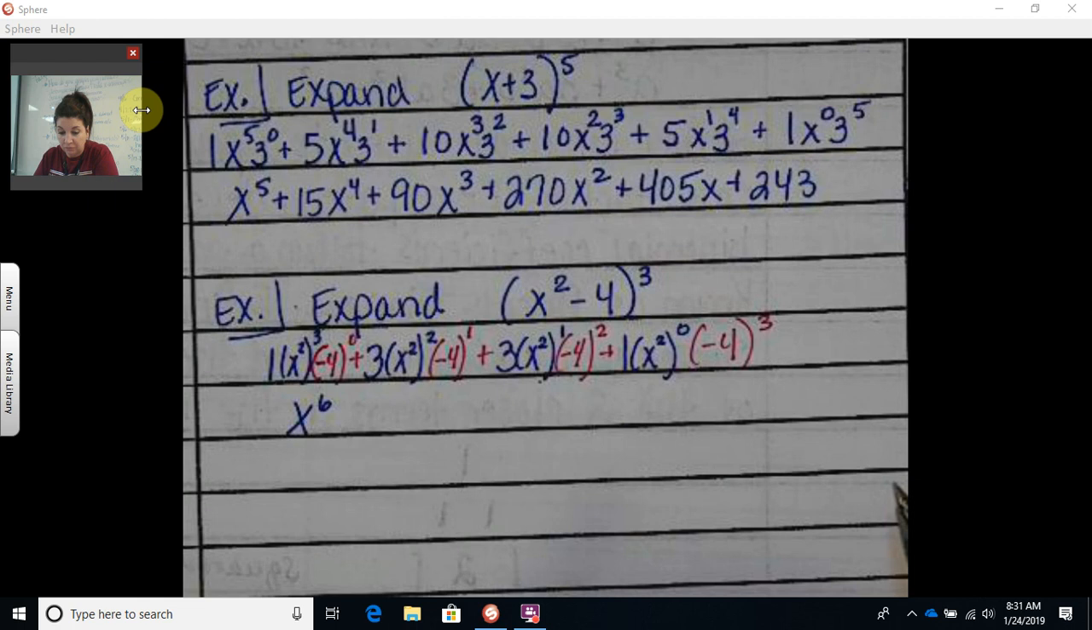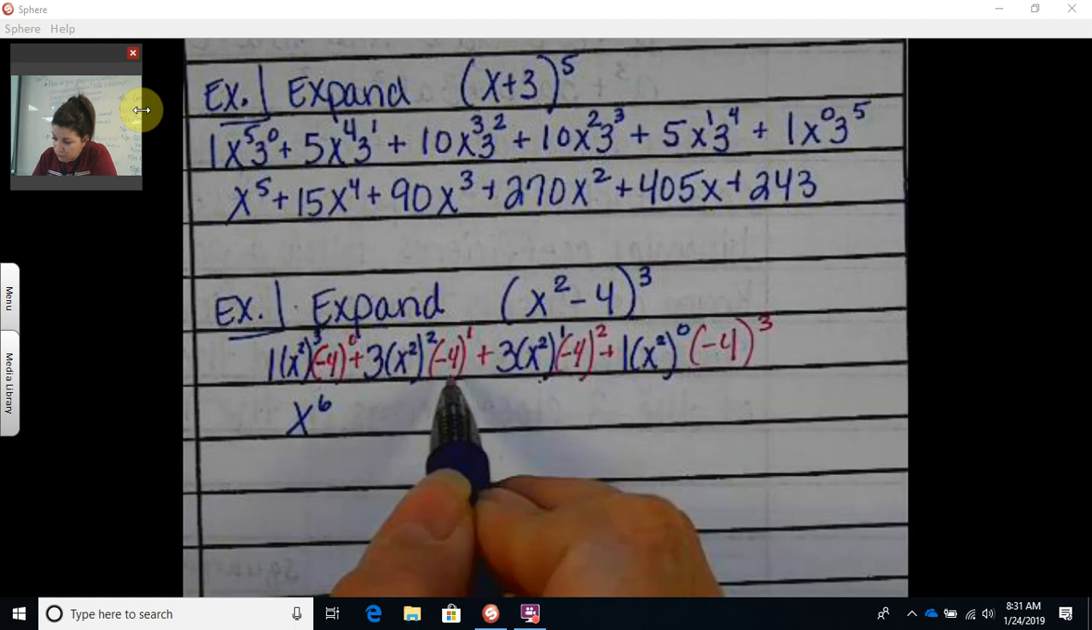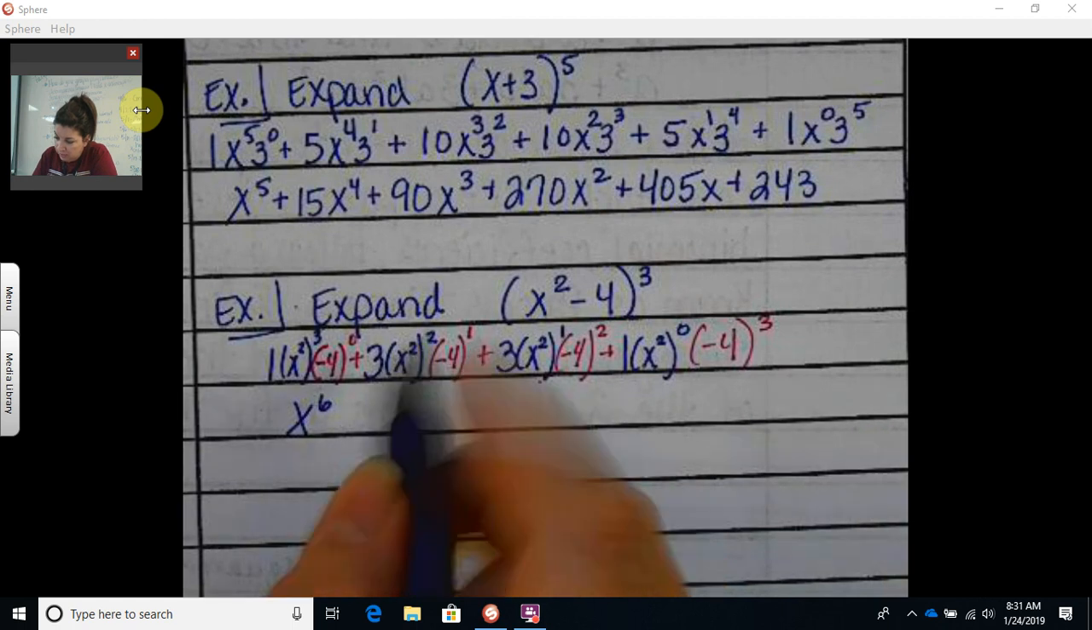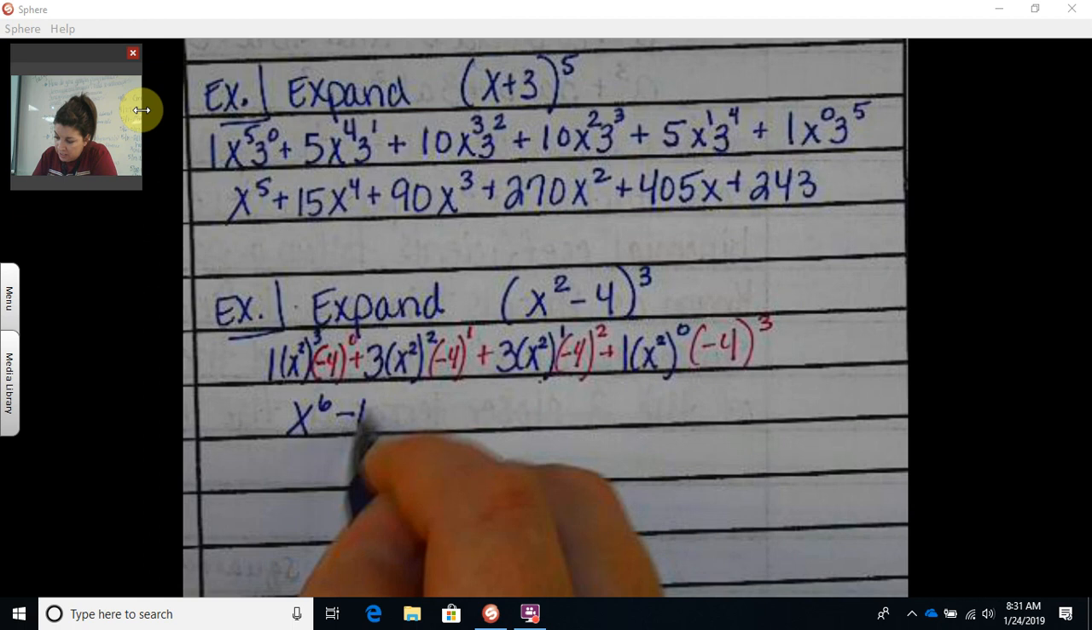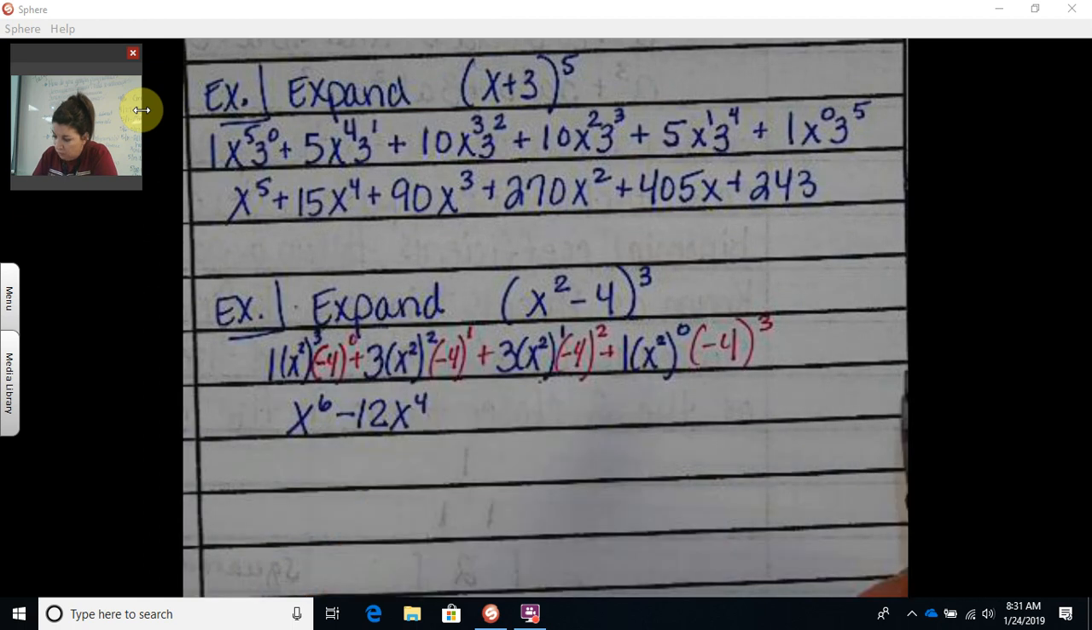Right? All right, so we don't have to try and do all of this in the same time. We could break it down if we wanted to. Okay, what's negative 4 to the first power? Just negative 4 times positive 3 is negative 12. And what's x squared quantity squared? X to the 4th. So we've got our first term taken care of.